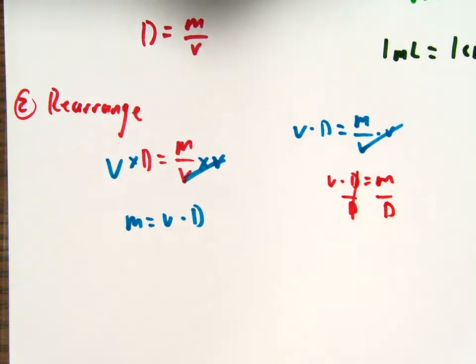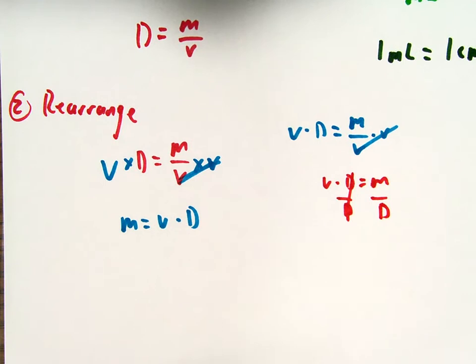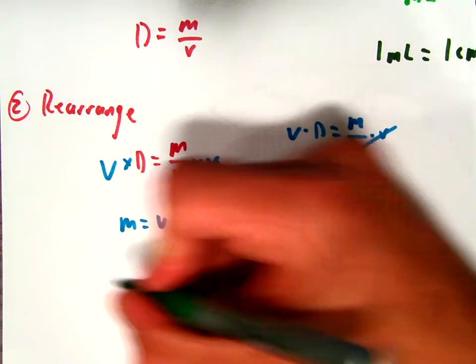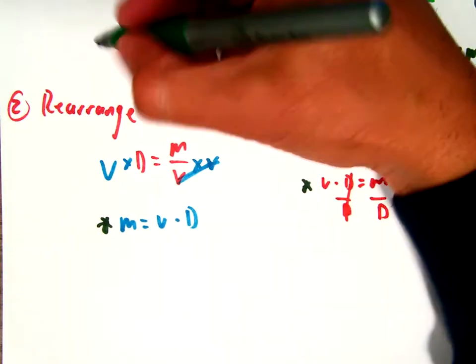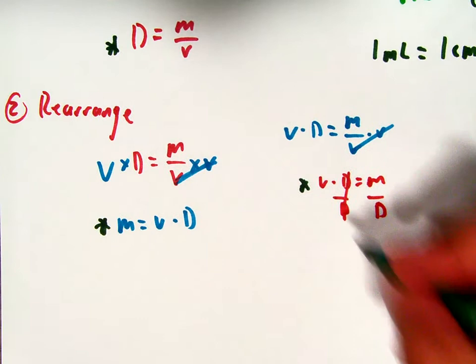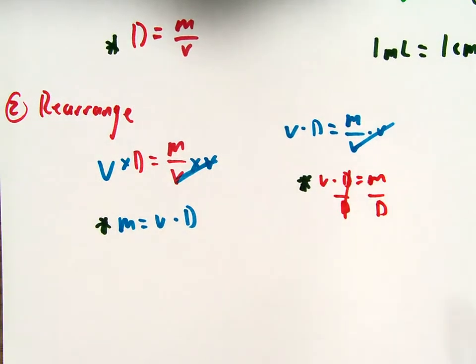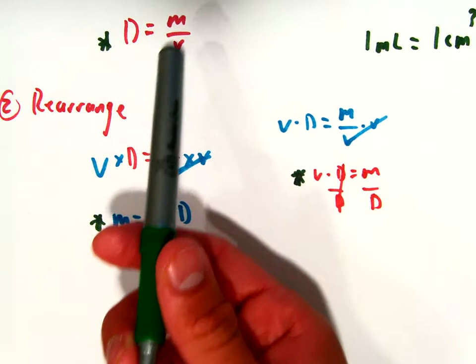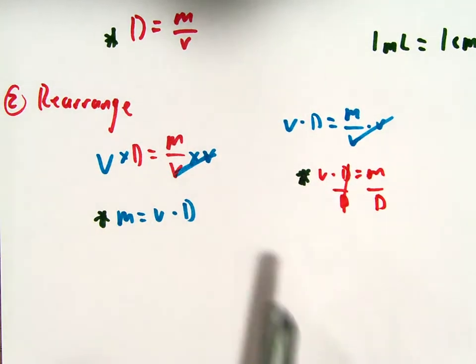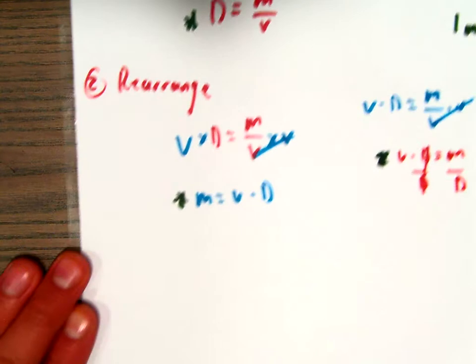So these are the three equations that you're going to be using, along with our density one. You don't have to memorize them, you just have to be able to plug in and move them around and solve for them. So really you only want to memorize one. I just wanted to show you how we move things around. Okay, let's go on to volume.